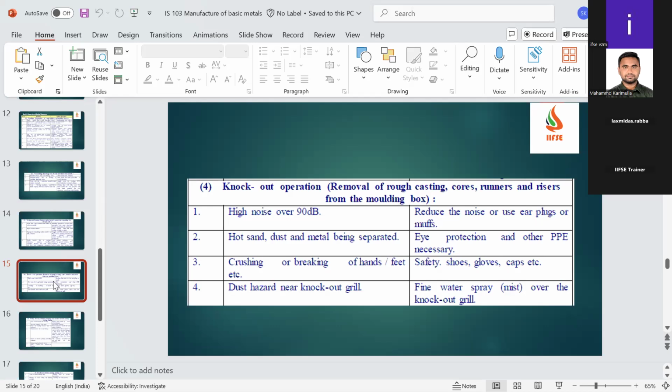Dust hazard near knockout grills, so use a water spray mist. A knockout grill is a vibrator over which we keep the part and do a shaking activity. In continuation I'll show a small video so that you'll understand this knockout activity. We have seen in the last video that once he poured the metal, he gave certain time for curing. After the curing, he took out the sand adjacent to the part. That is the knockout activity. We'll see it at industry scale level also.